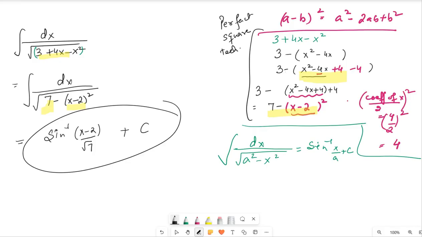But this doesn't come directly, okay? We first need to see how this can be converted into this using the perfect square formula, okay? But once you have that, you can use the inverse trig integration formula.